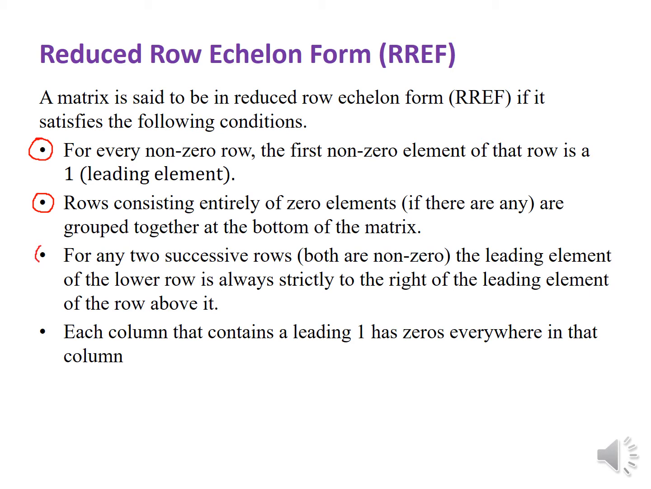The third condition is that for any two successive non-zero rows, the leading element of the lower row will be to the right of the leading element of the row above it. The fourth condition is that in any column that contains a leading element, all the other elements will be 0 in that column.